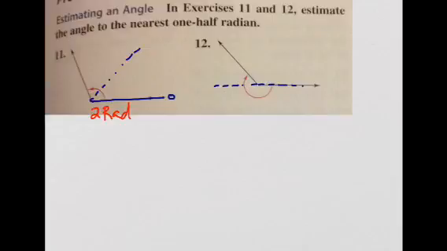Okay, number 12, you have the angle going in the negative direction. So this is about 3 radians right here. It's 3.14. And then this is about another radian. So 3 radians and 1 more is 4. So this is negative 4 radians.